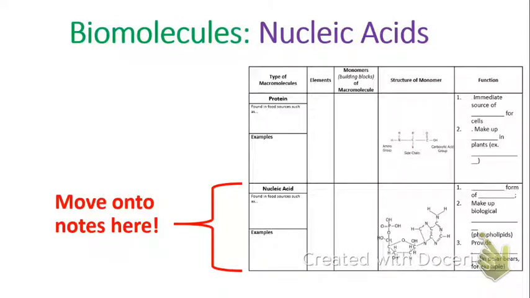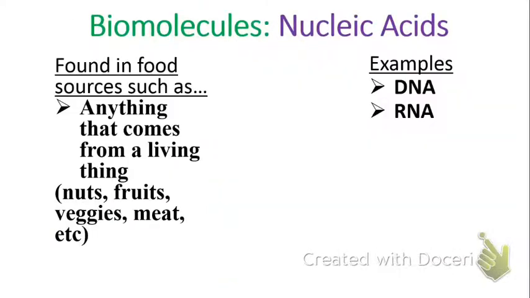And lastly, nucleic acids. You're at the very bottom part of your graphic organizer. So nucleic acids are found in anything that comes from a living thing. So nuts, fruits, veggies, meat, eggs, fish. Any example that we can think of that came from a living thing has some type of DNA or RNA in it. So those are the two types of nucleic acids.